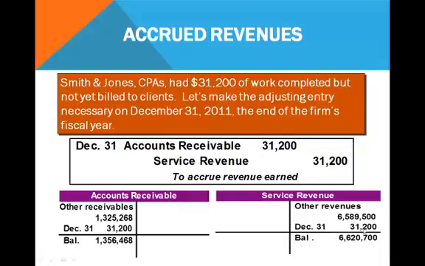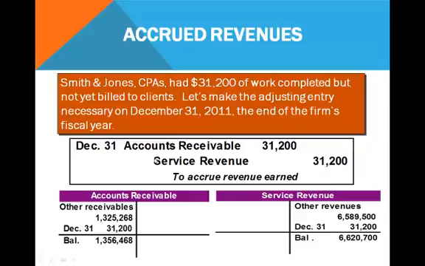What are we going to do? We're going to do exactly what I just mentioned. The company is going to debit or increase the asset, accounts receivable. So here's our debit, accounts receivable. And it's going to credit or increase the revenue account. We'll call it service revenue for the $31,200. You see our journal entries balance.